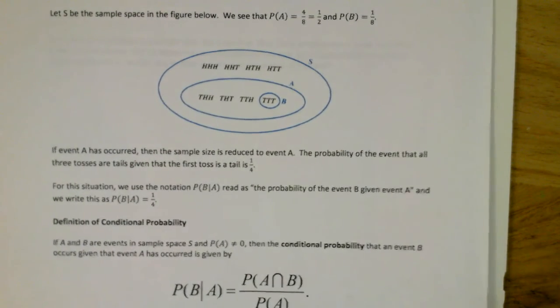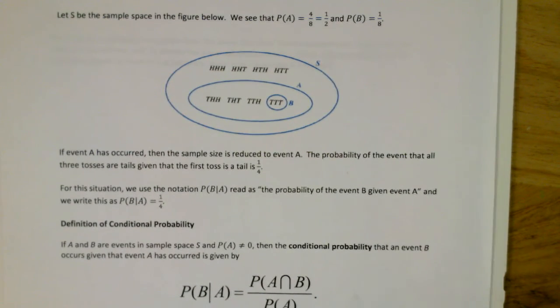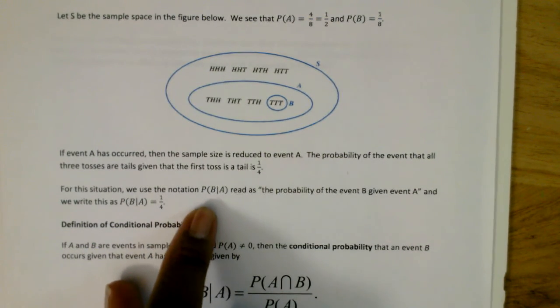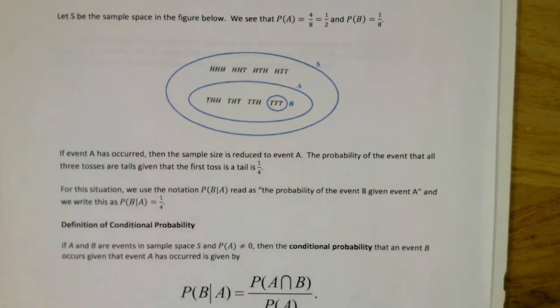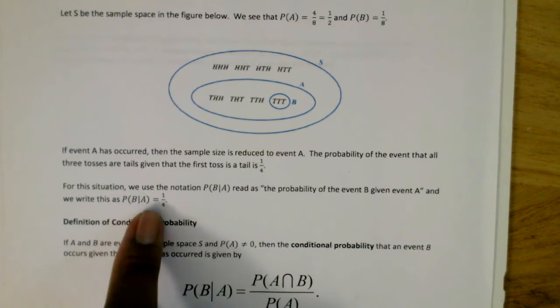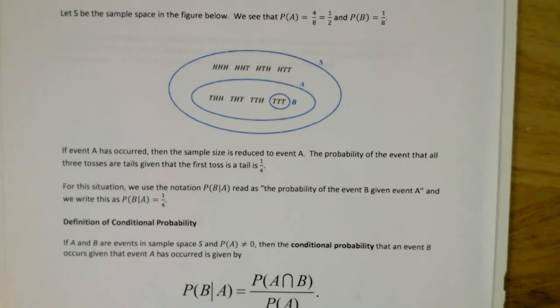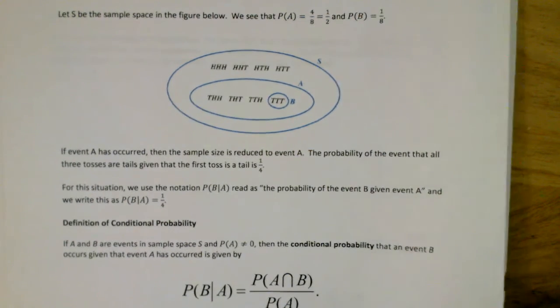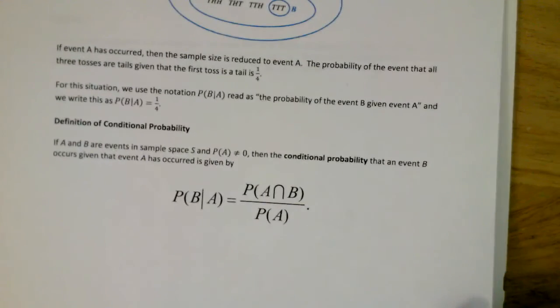Okay, so for this situation here, we use this notation. And we read that as the probability of event B given A. And this is how we write the probability of event B given A has already occurred, equals, in this case, 1/4. All right, so this is the definition of the conditional probability.